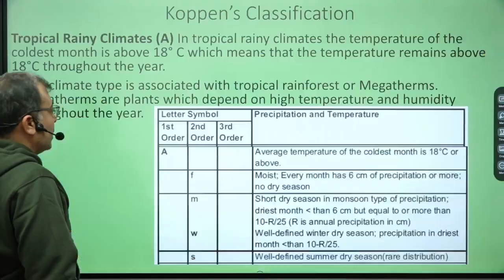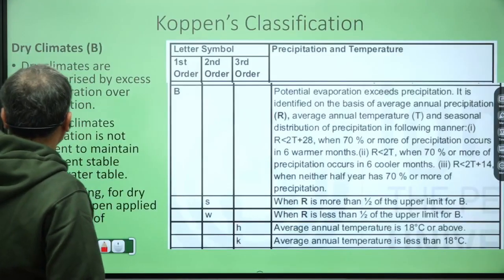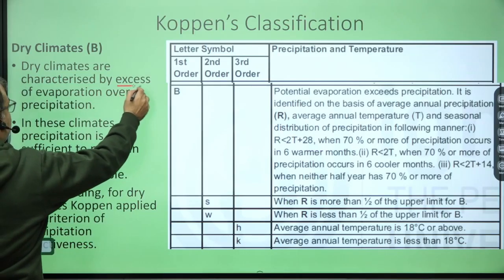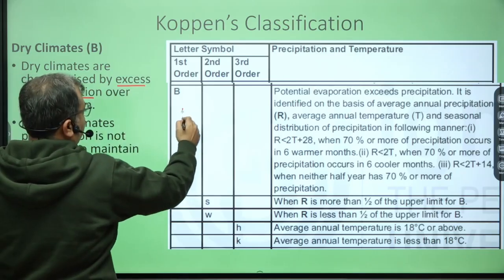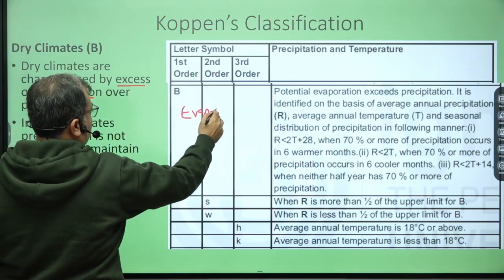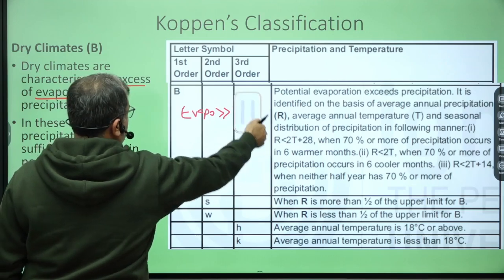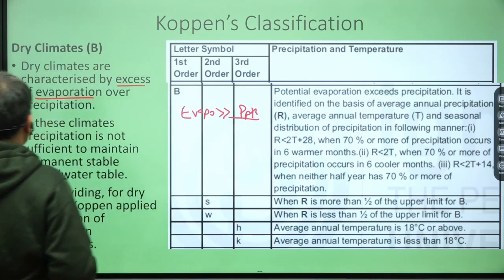So let's go to B. A done. Let's go to B. So first of all, what is B? B is characterized by excess evaporation. So we said evaporation is much more than transpiration. No, precipitation. Precipitation. ठीक है? Precipitation से कहीं ज़्यादा.